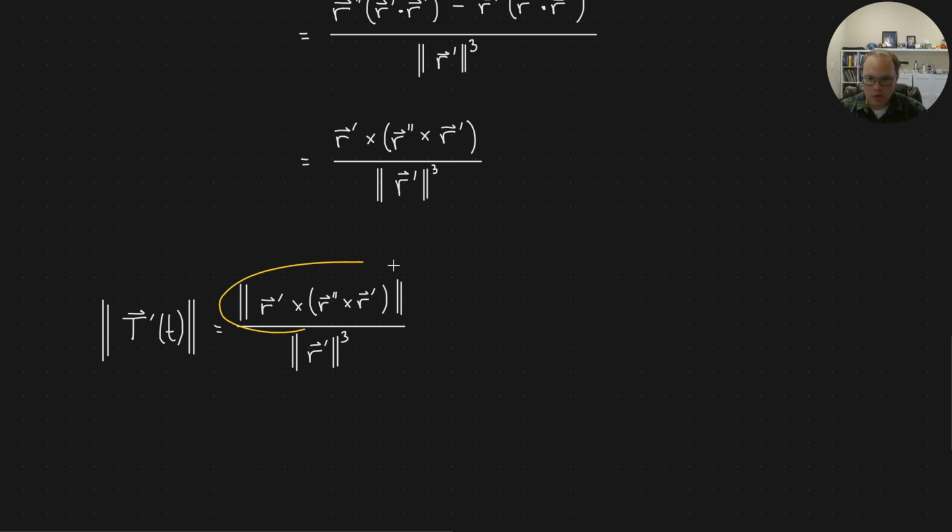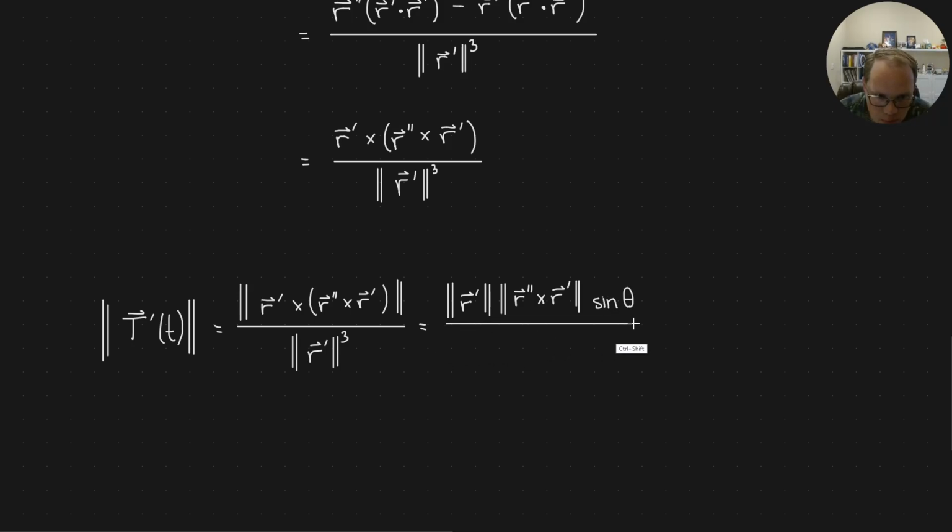Okay. Now we're going to use one of our properties of the norm of the cross product. The norm of a cross product is the product of the norms of the vectors. So the norm of this vector with the norm of that vector, times sine of the angle between them. This is a property we learned about when first talking about cross products. Okay. Now we could see that this and this will cancel, leaving me just two norm of r primes on the bottom. But what about this sine of theta?